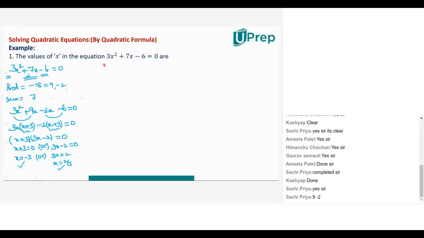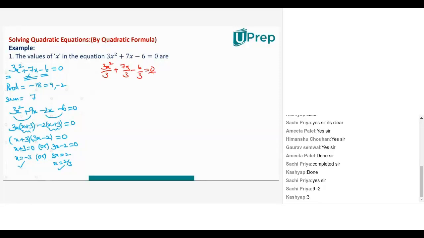I want only x square. So what am I supposed to do? I have to divide it with 3. Then each term we divide by 3. 3x square by 3 plus 7x by 3 minus 6 by 3 is 0 by 3. 3x square by 3 is x square, plus 7 by 3 times x minus 2 equal to 0. Right? So first we try to convert the equation to standard form, so that I get a coefficient of x square as 1. Right, Kashyap?